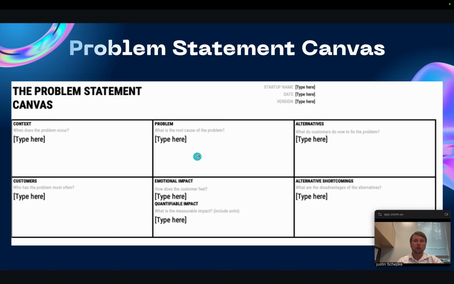Who has the problem most often? What is the root cause of the problem? How does the customer feel? What is the measurable impact? What do customers do now to face the problem, which is very, very important. And then also, what are the disadvantages of the solution?